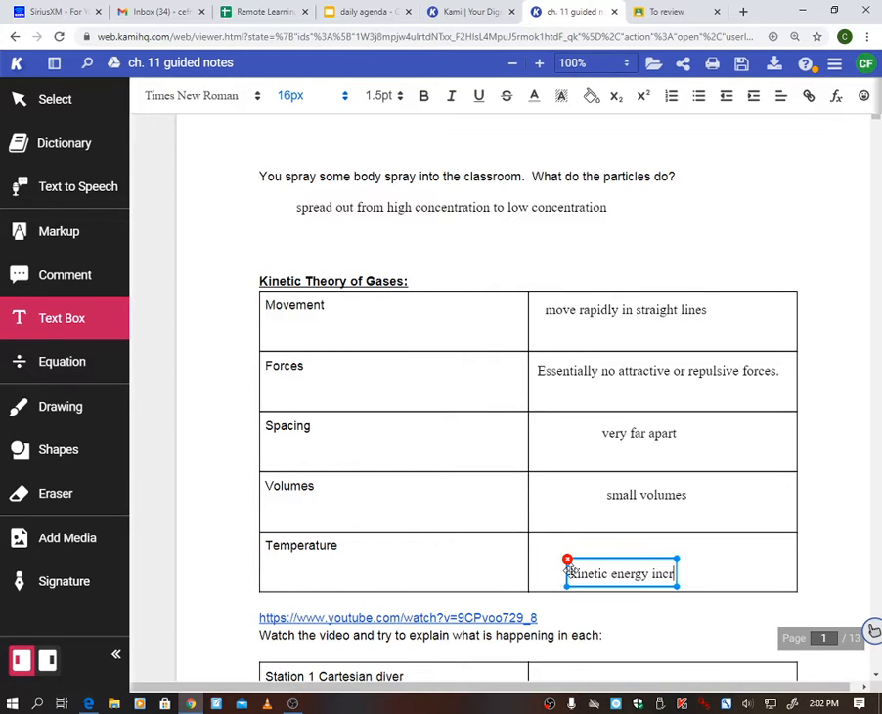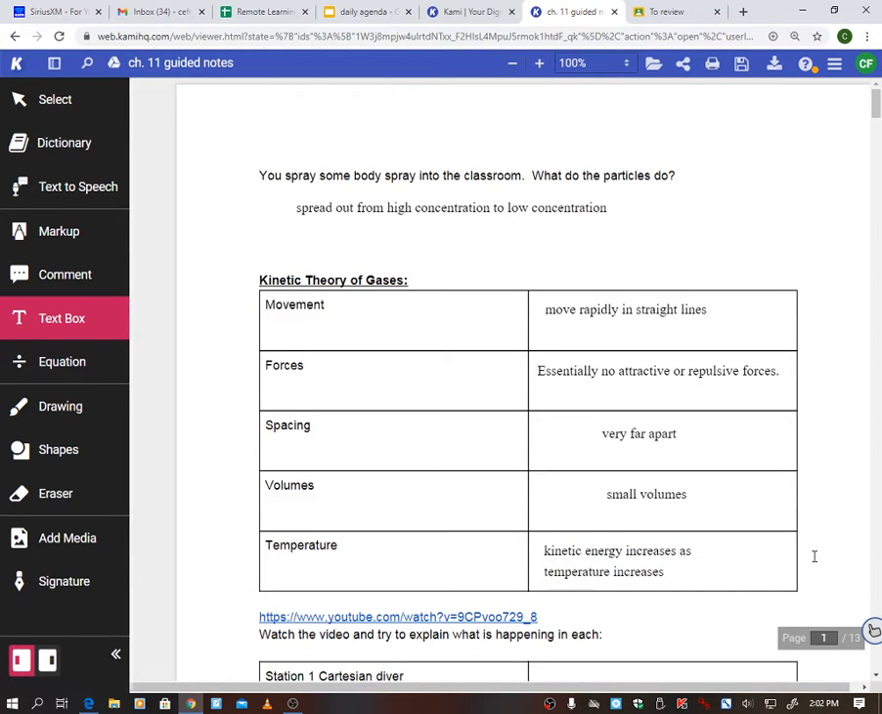Kinetic energy increases as temperature increases. So we're going to take time looking at different sections of this. There we go. And we'll look at that. We'll look at how temperature affects things. We'll look at how volume affects things, all these different things.